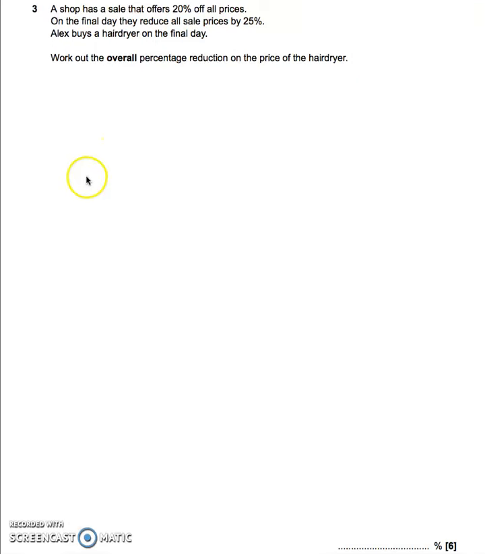Okay, so this is question number 3, and it's about a shop having a sale that's 20% off all prices. On the final day, they reduce all sale prices by a further 25%. Alex buys the hairdryer on the final day. Work out the overall percentage reduction on the price of the hairdryer.